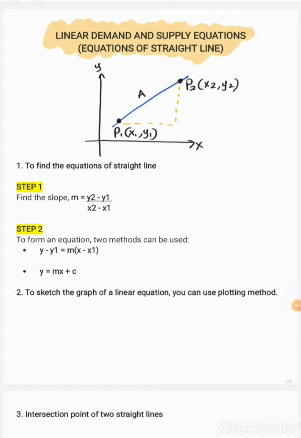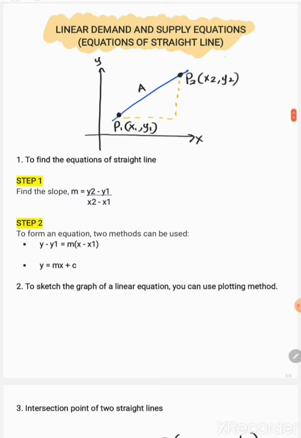Okay, this is the second part for the topic 3.6, linear demand and supply equations. Basically we have here these two equations, demand and supply, from the straight line equation, or we call it a linear equation. If you still remember, this is the general form of a linear equation, y equal to mx plus c. So we know that m is the slope, and c is the y intercept.